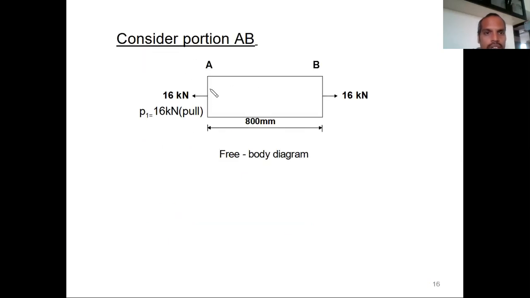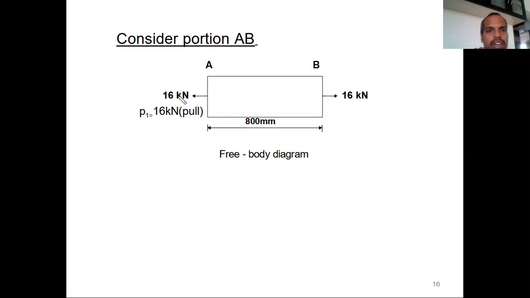Consider the AB portion. Now check the equilibrium as an individual. In the first problem itself, I explained how to check the equilibrium of the entire picture. Now consider the equilibrium of each figure. So how do we consider the equilibrium of each figure? If we take portion AB, on the left side it is acting.